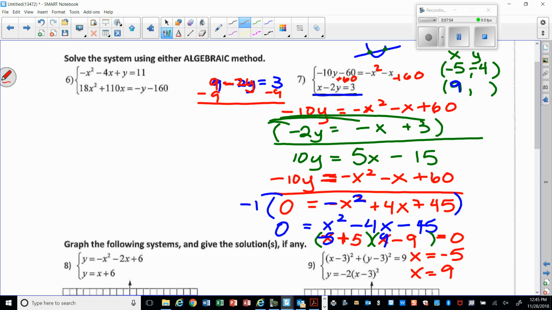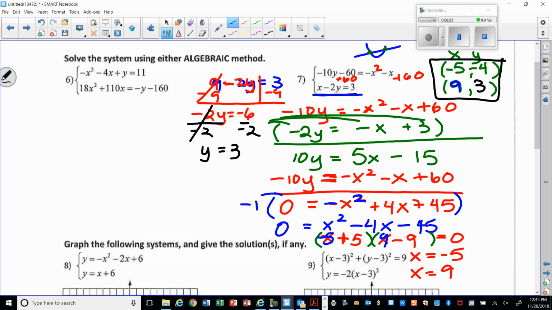So 9 minus 9 is 0. And I'll bring down my negative 2y. And then 3 minus 9 is negative 6. All right, and then I'm going to divide both sides by negative 2. That's 1. So 1y equals negative divided by negative is a positive 3. So when x is 9, y is positive 3, and this is my solutions.